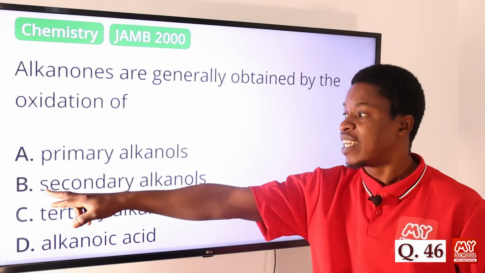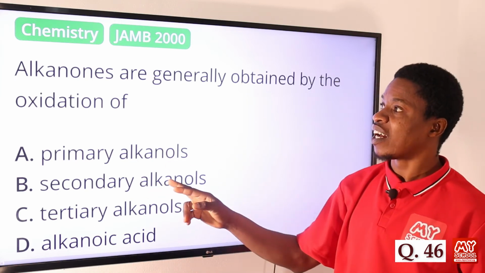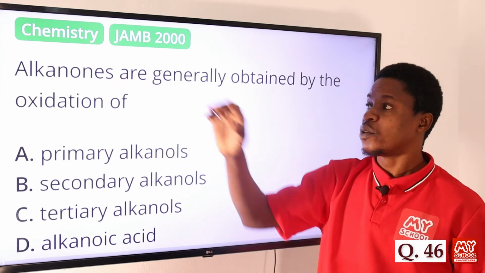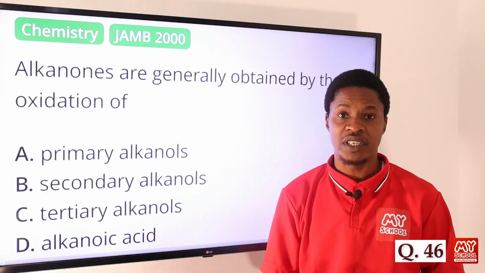So the correct answer here is option B. Secondary alkanols. Oxidation of secondary alkanols will lead to what? Alkanones are produced in that way. So the correct option here is option B.